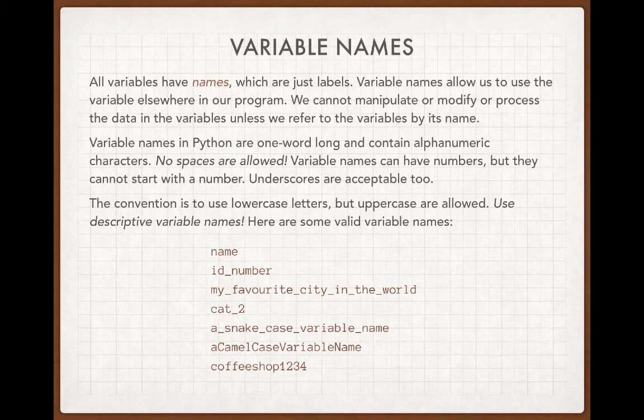Those names can only be one word long, and they can really only contain alphanumeric characters. What that means is no spaces. So it has to be one word long. There can be numbers in there, but the variable name cannot start with a number. However, you'll notice here that underscores are acceptable. So all of the following things down here at the bottom are valid variable names. I can just have one called name, or ID underscore number, or my favorite city in the world. You'll notice there are multiple words there, but I've replaced the spaces with the underscore character. Same with cat 2.